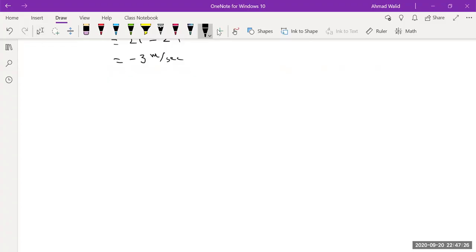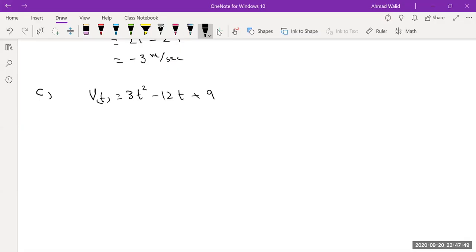Part C of this problem. When is the particle at rest? Okay, I have the velocity function. What was our function? 3t squared minus 12t plus 9. That was my function for velocity.